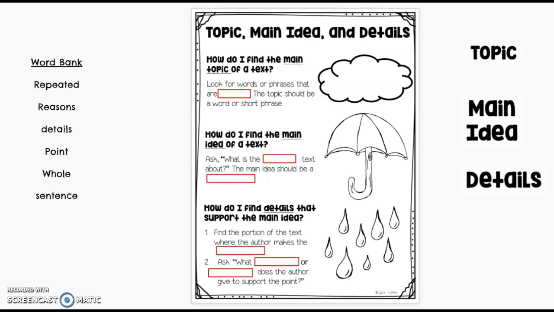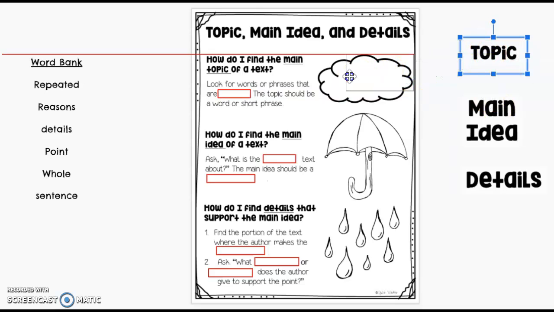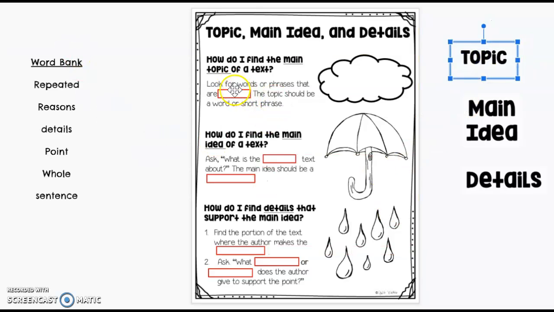Hey guys, our next activity we're going to go over is the one that you worked on yesterday, where you had the topic, the main idea, and the details. What you were supposed to do is determine where the topic would go, drag and drop it here, here, here, and then fill in the blanks. Okay? So, how do I find the main topic of a text? You look for words or phrases that are blank.